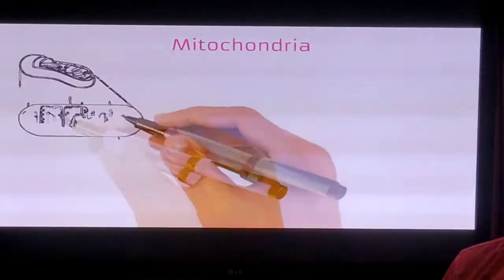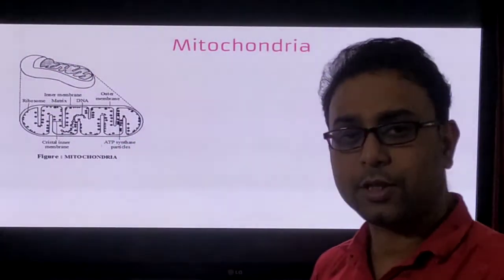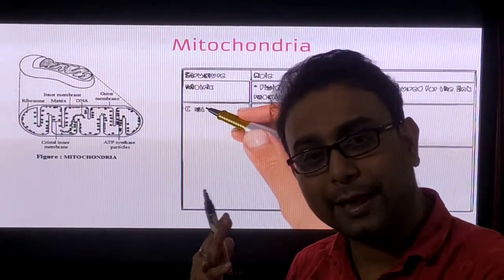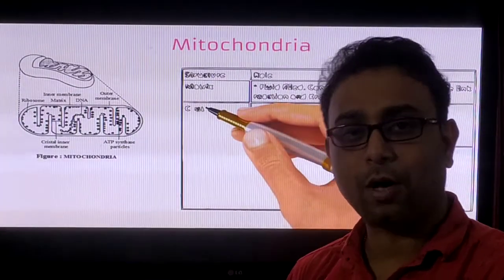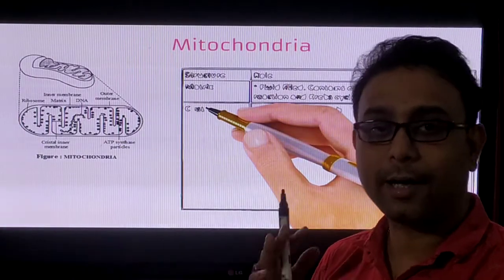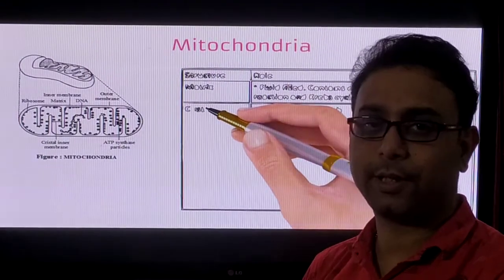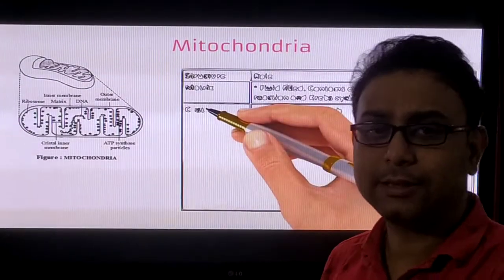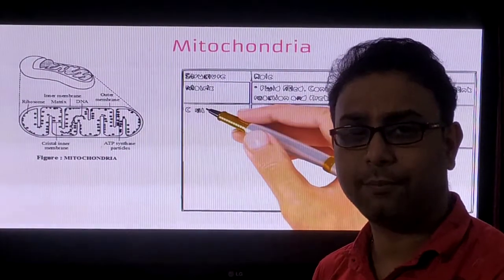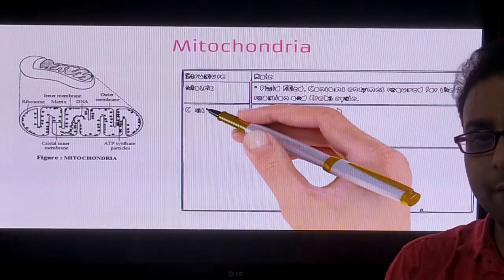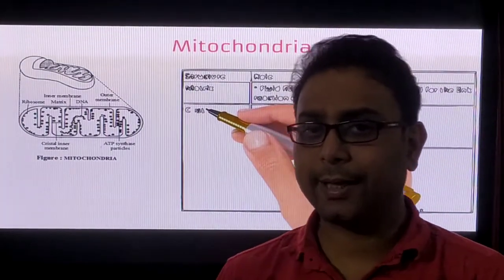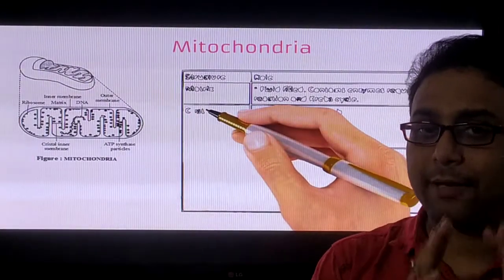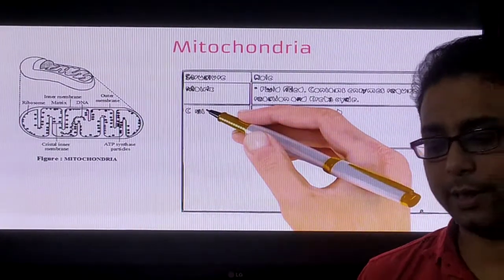So mitochondria. What is their function? It is the powerhouse of the cell. That means they produce energy, in the form of ATP, adenosine triphosphate. Very good. But the structure of the mitochondria is very important in your science Olympiad exam and also some entrance exams. So at first we discuss the structure of the mitochondria.